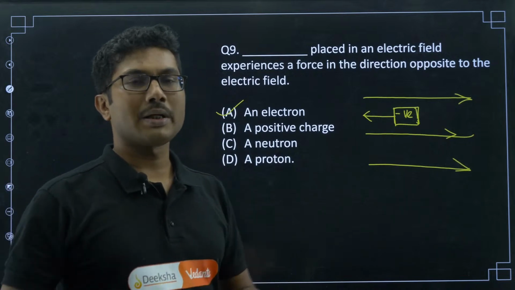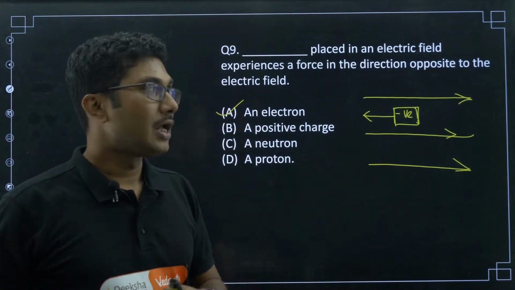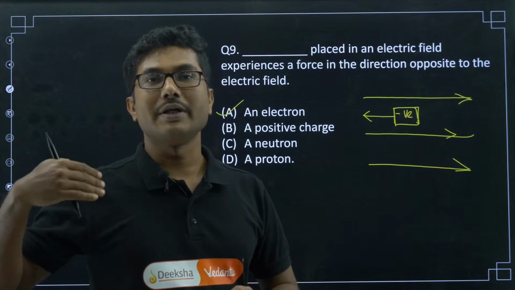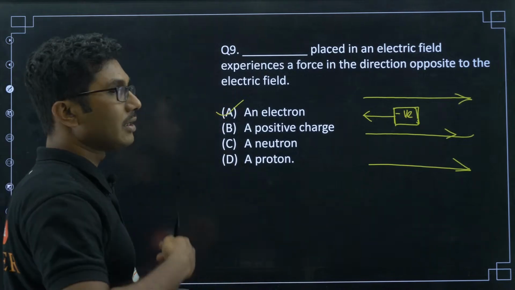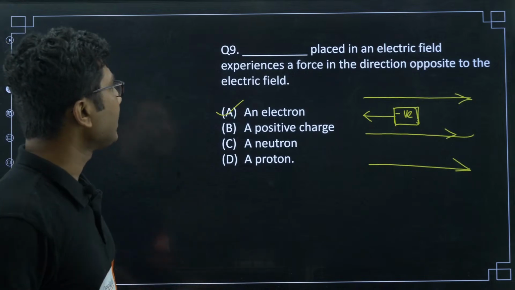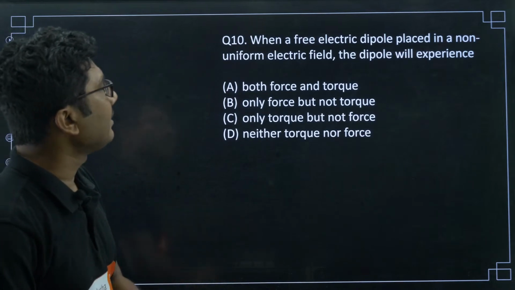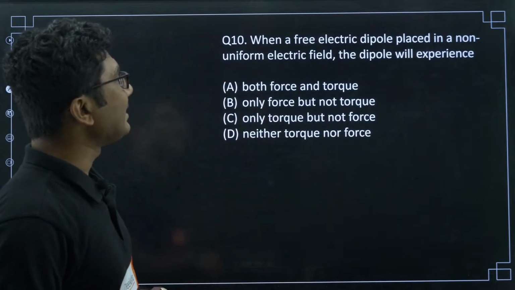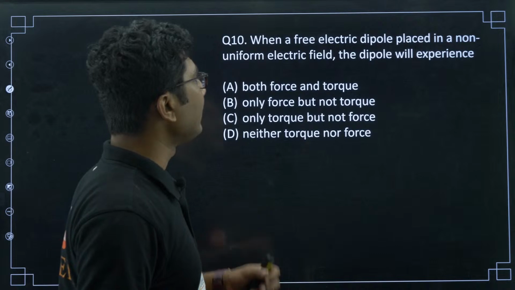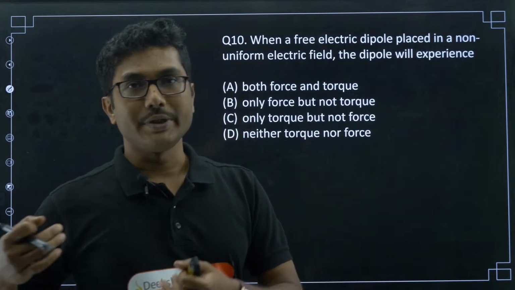So you have to remember the variations of the questions as well, otherwise the question will seem very difficult. You have to remember other variations of the same question that might come in your exam. Now next question, let us move on. Question number 10. When a free electric dipole is placed in a non-uniform electric field, the dipole will experience.